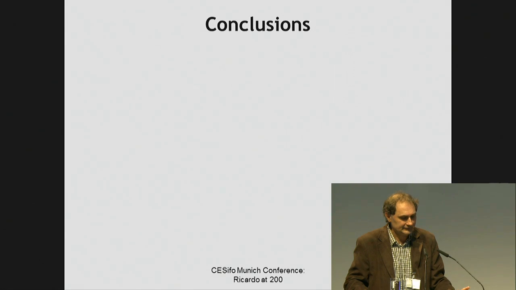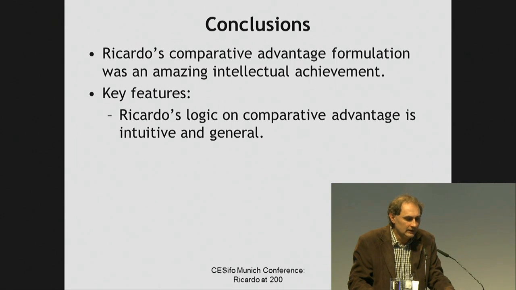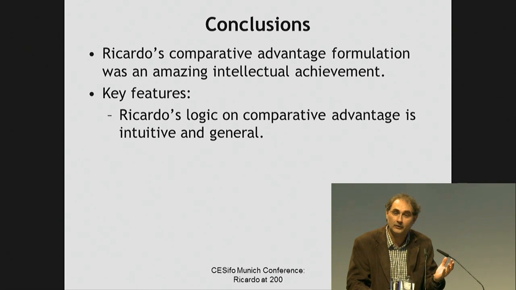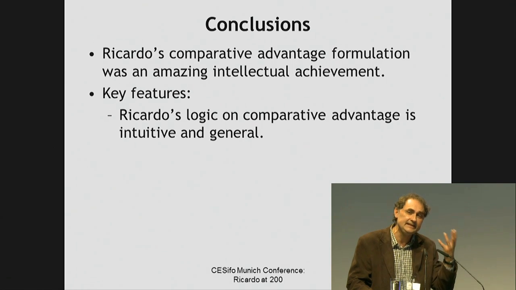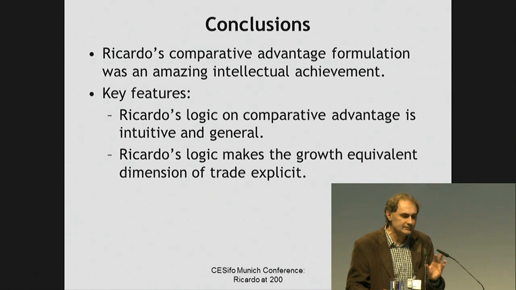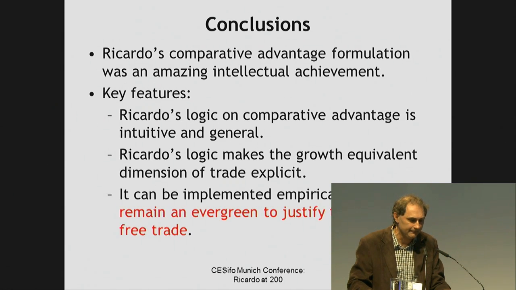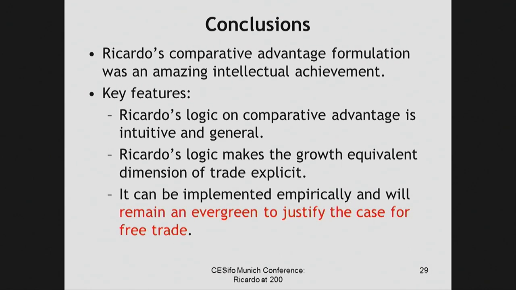So let me go to the last one. What is the conclusion? Ricardo's comparative advantage was an amazing intellectual achievement, really to celebrate. Ricardo's logic of comparative advantage is intuitive and it's general. And people have worked on that, so the insights can be generalized to a broader environment. He also makes the growth-equivalent dimension of trade explicit in this interpretation. So it can be implemented empirically and will remain an evergreen justification of the case of free trade.